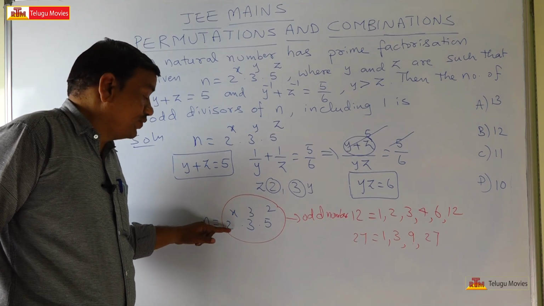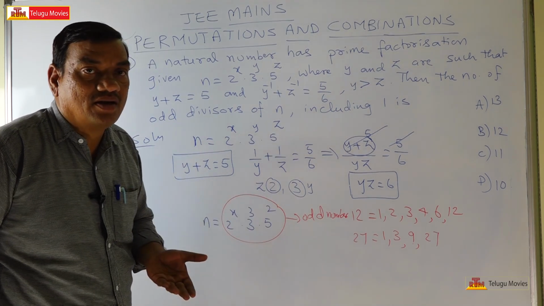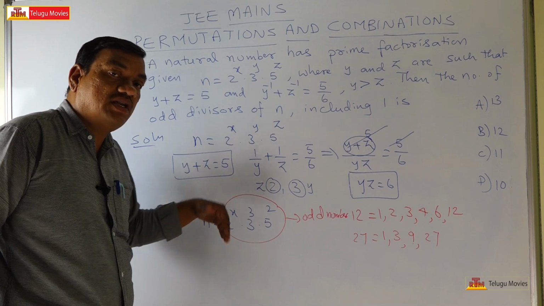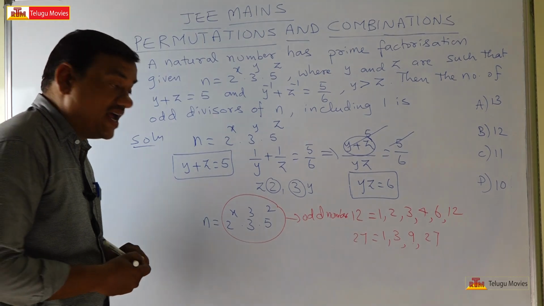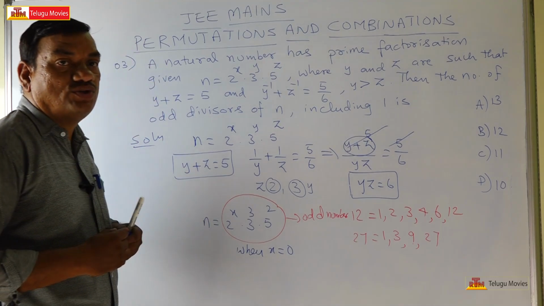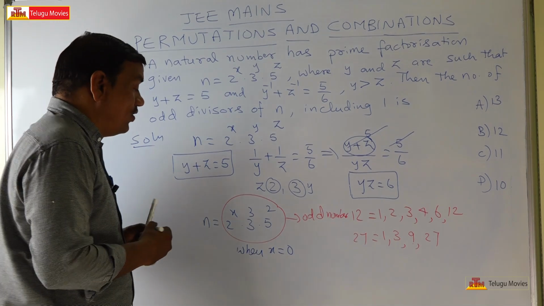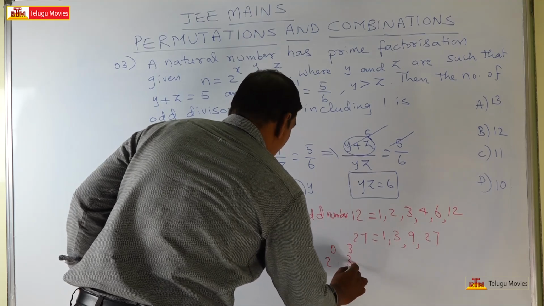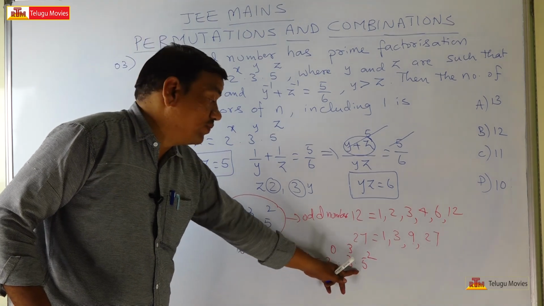For example, if you put 2 power 1, this is 2. If you multiply with the 2, it will become an even number. If you put x is equal to 2, 2 squared is 4, then it will become an even number. This will become an odd number only when x is equal to 0. Clear? So therefore, n is equal to 2 power 0, 3 cube, 5 square.